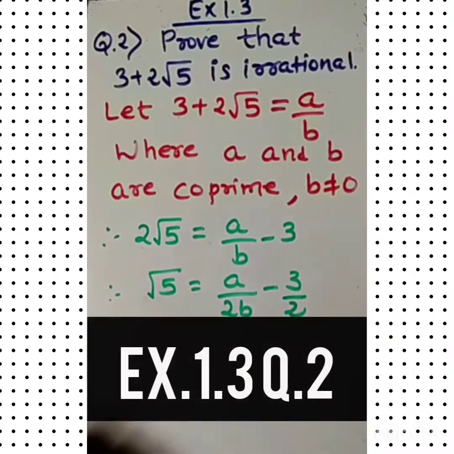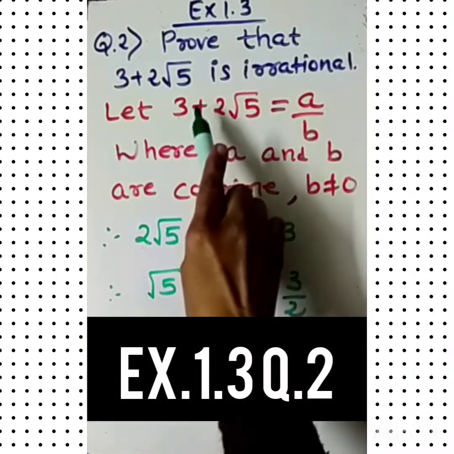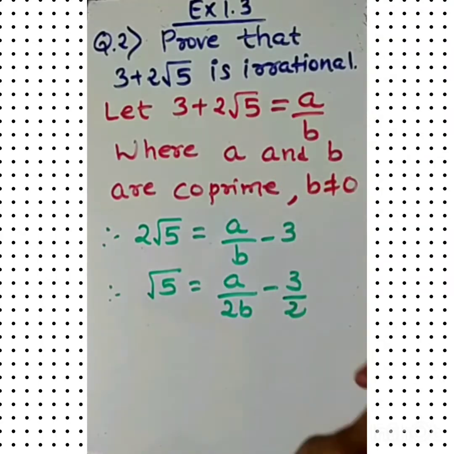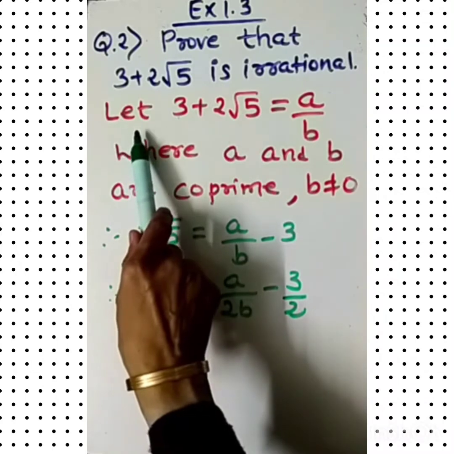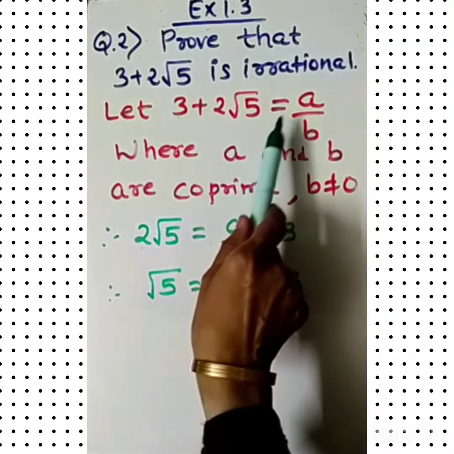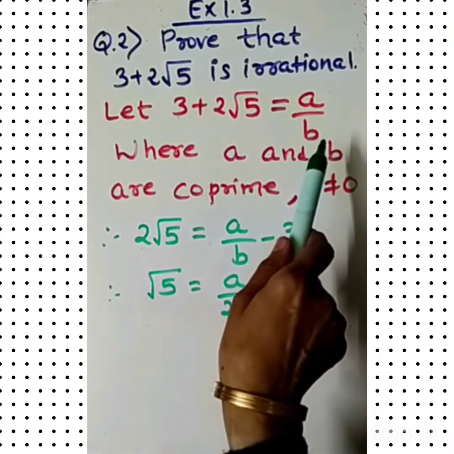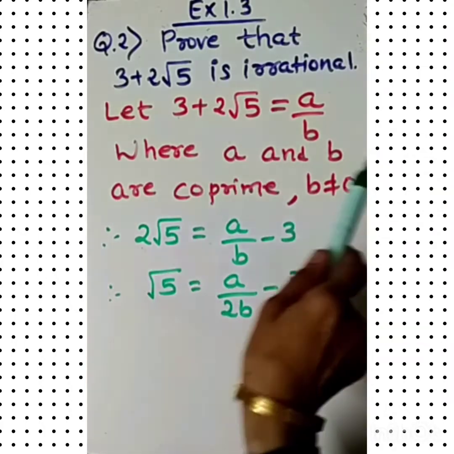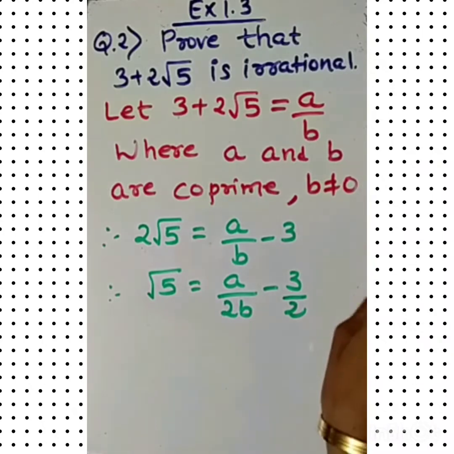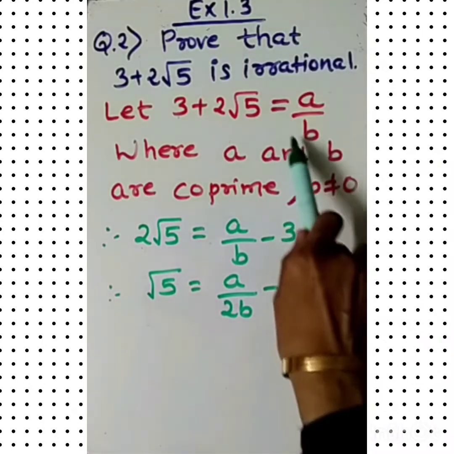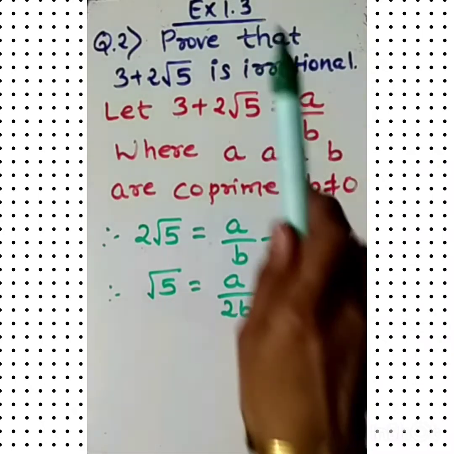See, the question is prove that 3 plus 2 root 5 is irrational. As we have done in the previous question, same. Let 3 plus 2 root 5 equal a by b, where a and b are co-primes and b not equal to 0. We are assuming it is actually rational. That's why we are comparing it with a by b.